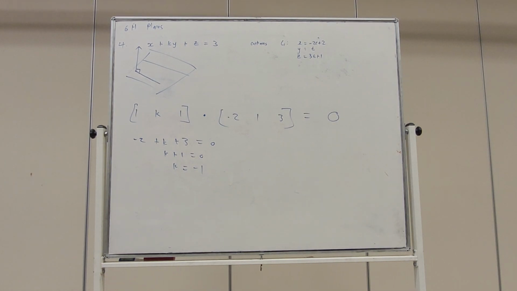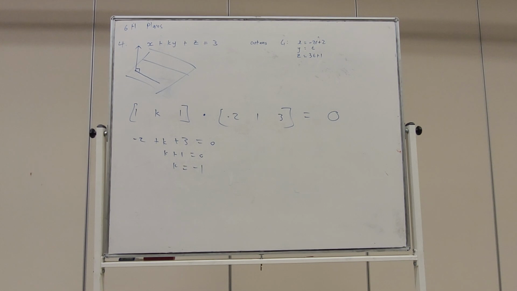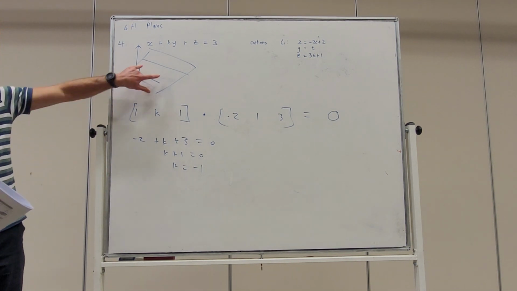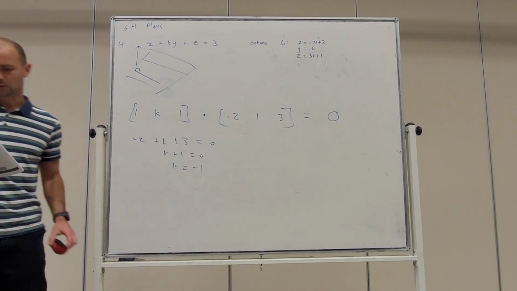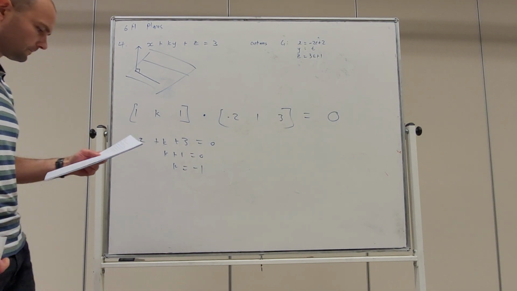So that's the answer to question 4. Find the value of k for which the plane contains the line. So we're just thinking, oh, that'll be when the line is perpendicular to the normal. Very good. Okay, let's move on to question 5 then.